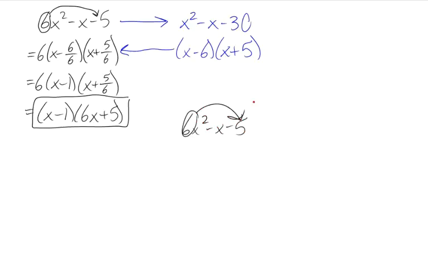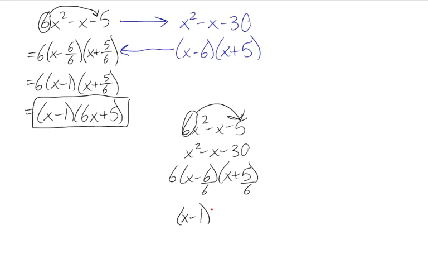Put it across. X squared minus x minus 30. Alright, well that's x minus 6 times x plus 5, and then here's what I do. 6 in front, divided by 6, divided by 6. I get x minus 1 from the first term, and multiply through by 6, and I get 6x plus 5. The way that this is written, this is much faster than the methods that we've had previously.